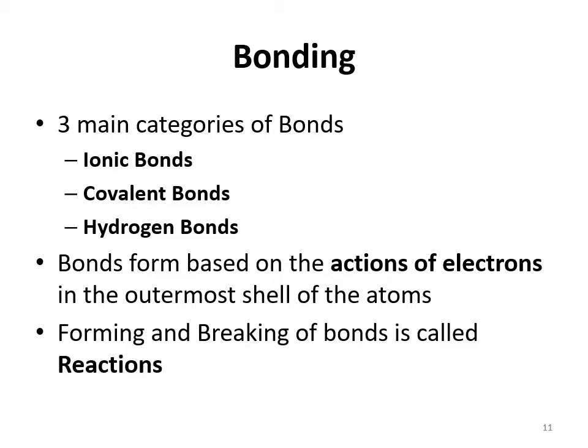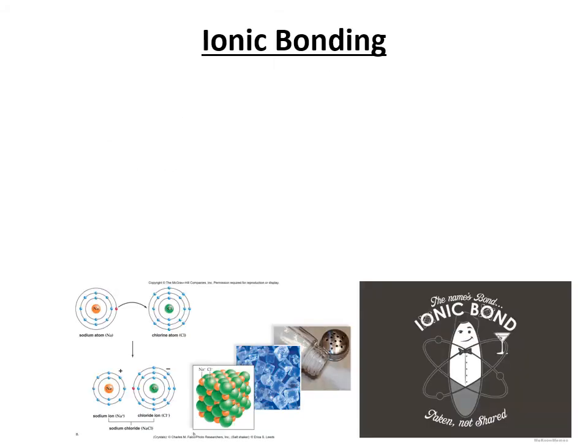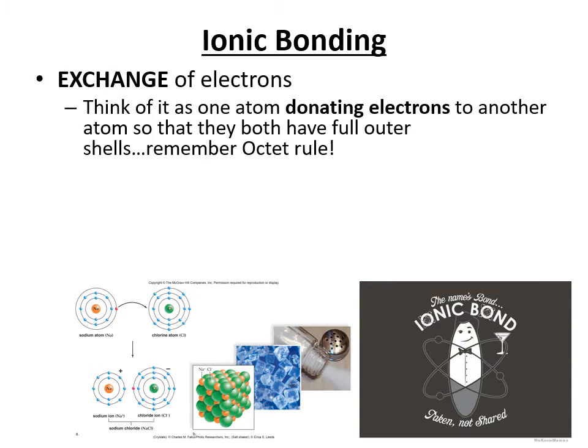Now, when you have the formation of these bonds or you have the breaking of them, we call those reactions, and we'll go over that more in later slides. Now, we're just going to briefly go through each of these types of bonds, the 3 types of bonds, and look at how they differ from each other. So ionic versus covalent versus hydrogen. The first type of bond is ionic bonds. And what I want you to remember with ionic bonds is you have the actual exchange of electrons.